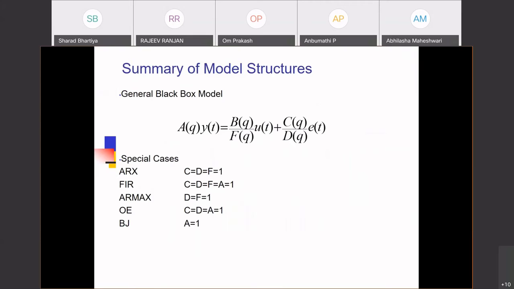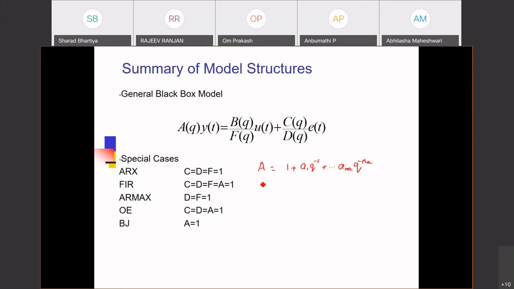So what we have seen so far is that you have A of y. A, B, F, C, D are all polynomials. Let me give you an example. When I say A, I mean 1 plus A1 Q inverse. And what is the order of that polynomial? I don't know. That is part of finding out. That is part of the system identification. And I will write it using the backward shift operator.